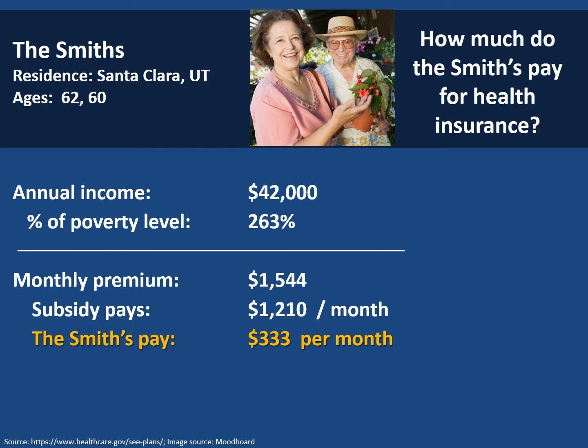So here's another example. The Smiths, they make $42,000 a year. This is a couple approaching the age of Medicare. So their health insurance is going to be more expensive than what it would be for a 30-year-old to get health insurance. If the Smiths were to buy health insurance on their own, it would be $1,544 a month. But with the help of, once again, the Affordable Care Act, it would reduce their monthly premium down to $333 per month. So you're starting to see how this works.